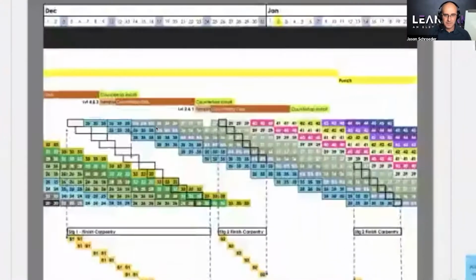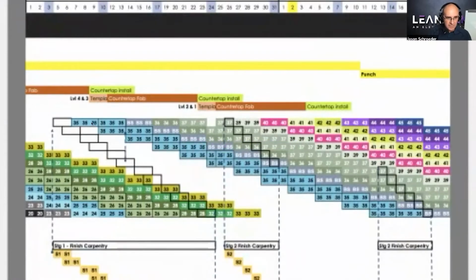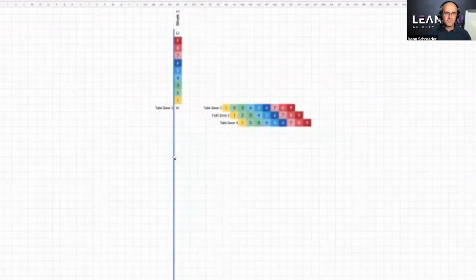If you see a takt plan, most of the time people would say, well, what is a takt train? And they would say, well, the takt train is here from left to right. This 35 through 45 sequence, this is a takt train. Actually, it's not. And I'm going to show you that right now. Takt trains flow from the top of the page to the bottom of the page in a takt plan. So let's take this example, and this is the first part of it.